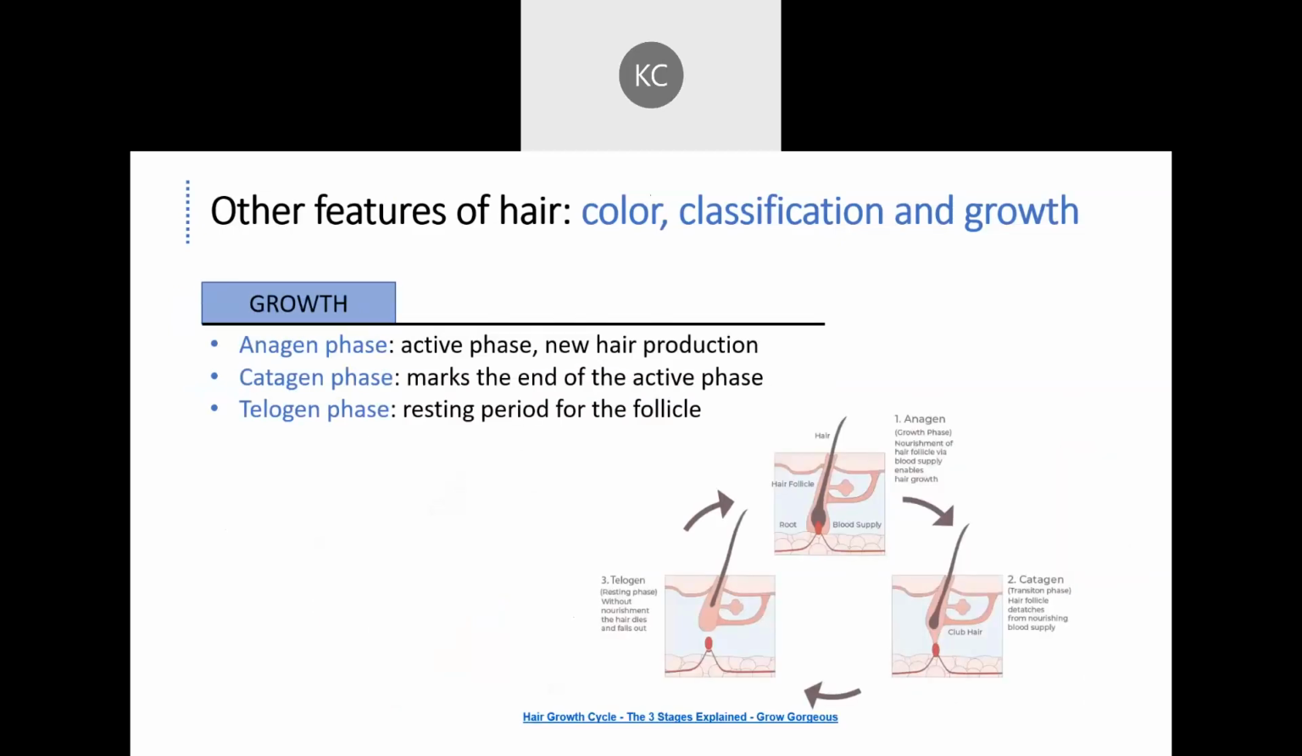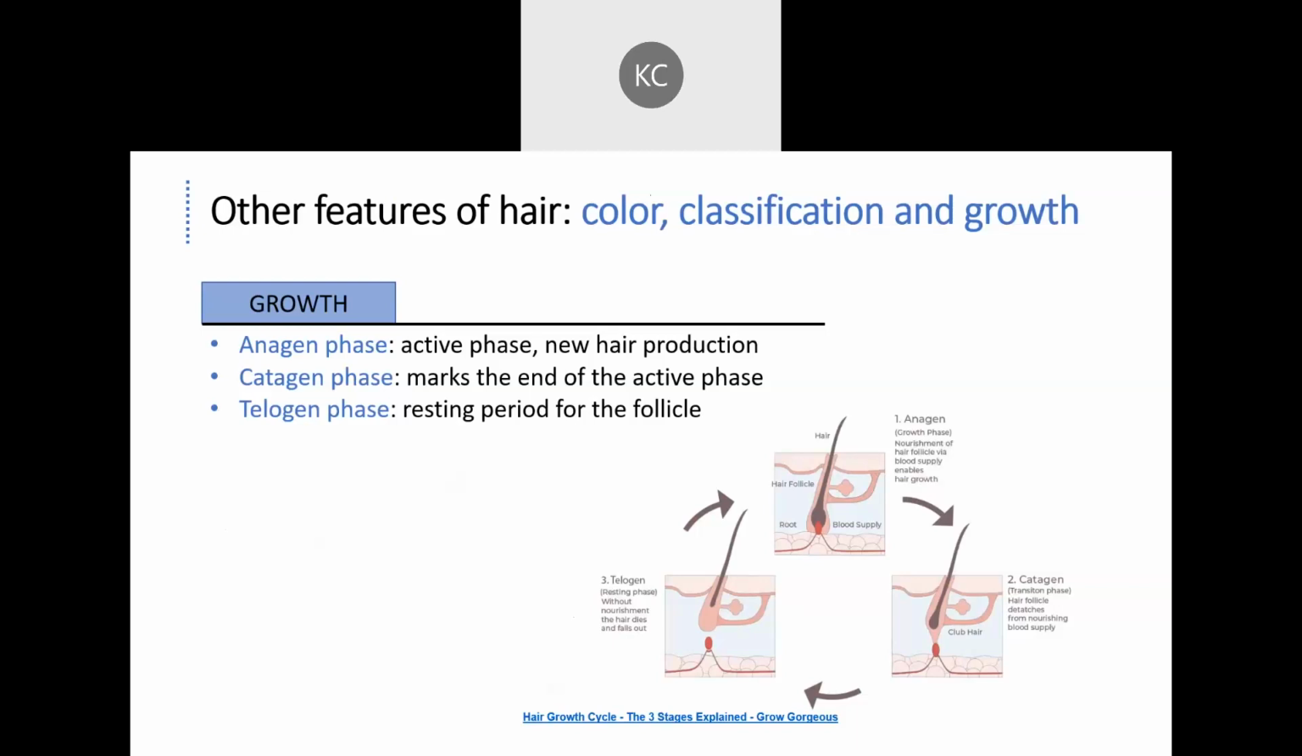All right. And then lastly, here we can look at the growth of our hair. There are three general phases to the growth of the hair, and these are called the anagen, catagen, and telogen phases. All right. So if we start with the anagen phase, this is the active phase. This is when hair is actively dividing.